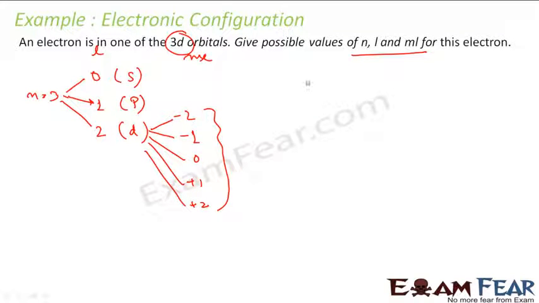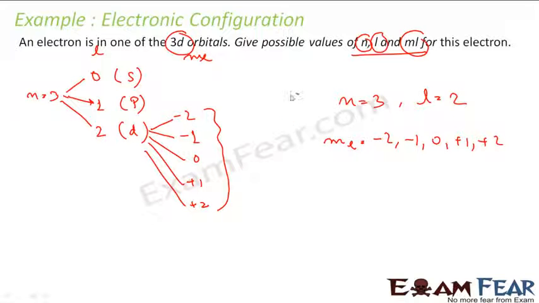Correct? I have to find the possible values of n, L and ml. So in all these cases, my n is 3 always, L is 2 always, but my ml can be -2, -1, 0, +1 and +2. And that is my answer.